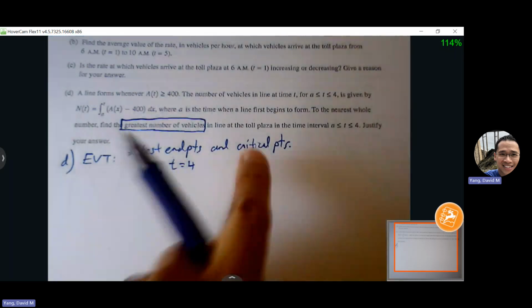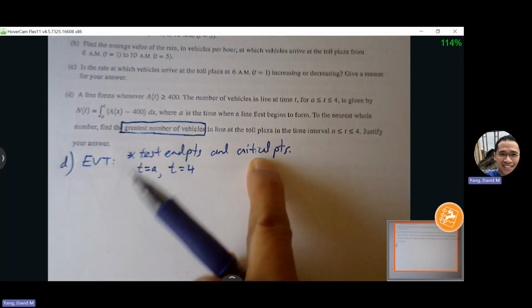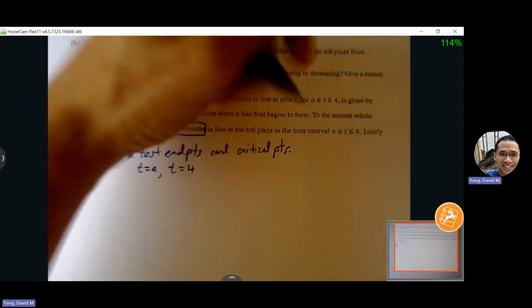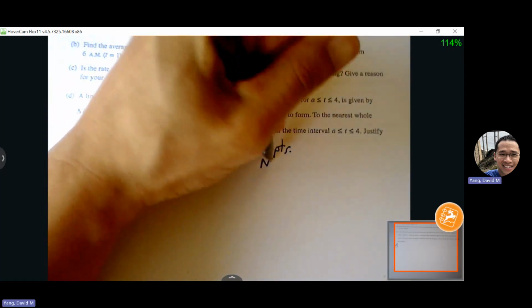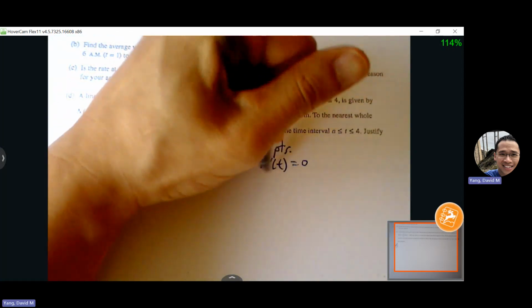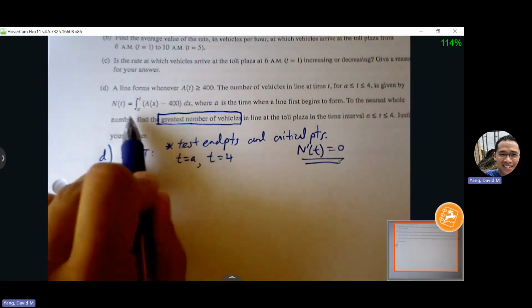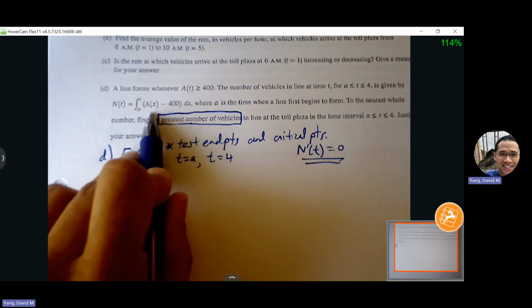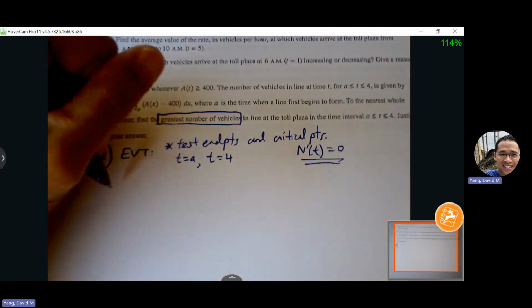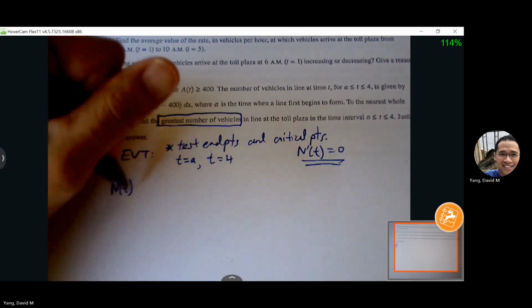Now, to find critical points, what do we need to do? We need to set the derivative equal to 0, right? So critical points is set the derivative equal to 0. So we have to do some work finding these critical points. So let's find n prime, and from n prime, we can find the derivative. So here's n of t.